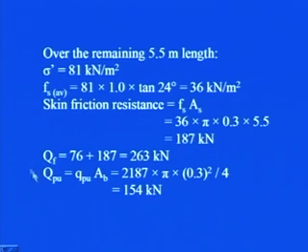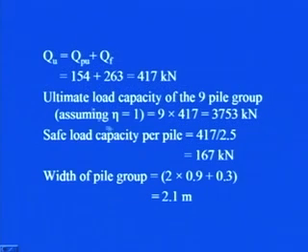And then what about the total point bearing resistance, that is QPU, we have already found out, into the area of the pile base. So that is 2187 into pi d square by 4, where d is the diameter of the pile, and this results into 154 kilonewton. So the total load capacity of one particular pile will be its point bearing resistance plus skin friction resistance. If you add them up, you will get that as 417 kilonewton.